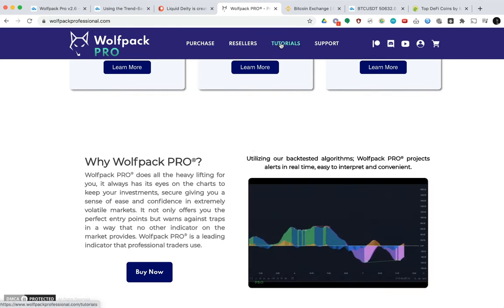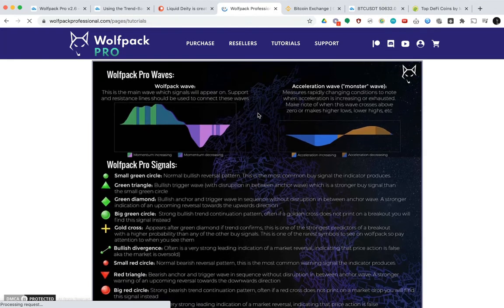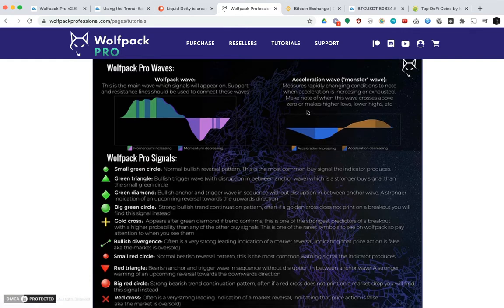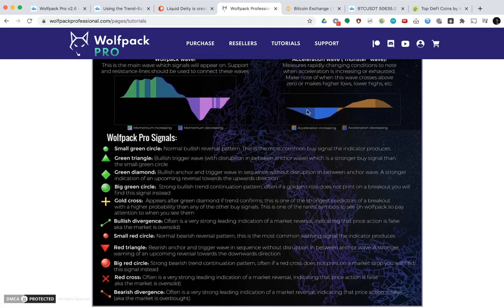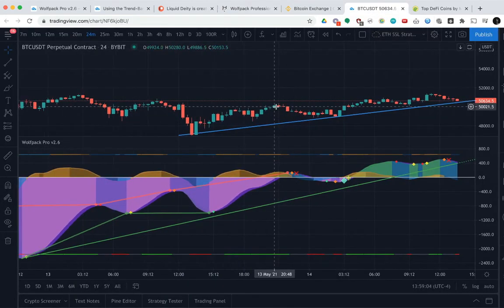On my tutorials page on my website, we have the legend, and this is all of the signals that the Wolfpack indicator produces. So let's go right to the chart. Hopefully you can familiarize yourself with all of this just for the basics. We'll get right into the actual functions and advanced techniques that I use in my personal trading.